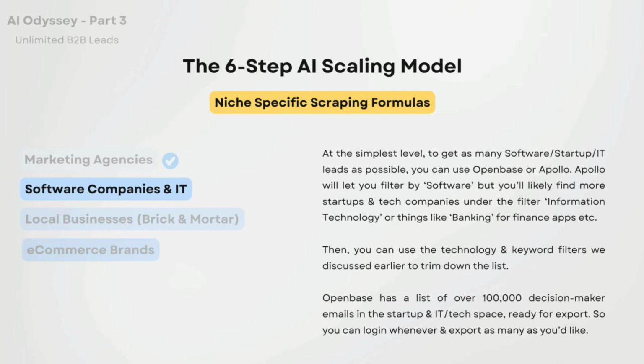At the simplest level, to get as many software or startup or IT leads as possible, you can use OpenBase or Apollo. Apollo will let you filter by software or computer software, but you'll likely find more startups and tech companies under the filter information technology or IT. Or things like banking and then filtering by finance, or software or tech, etc. You can use the technology filters and the keyword filters that we discussed earlier to trim down the list.